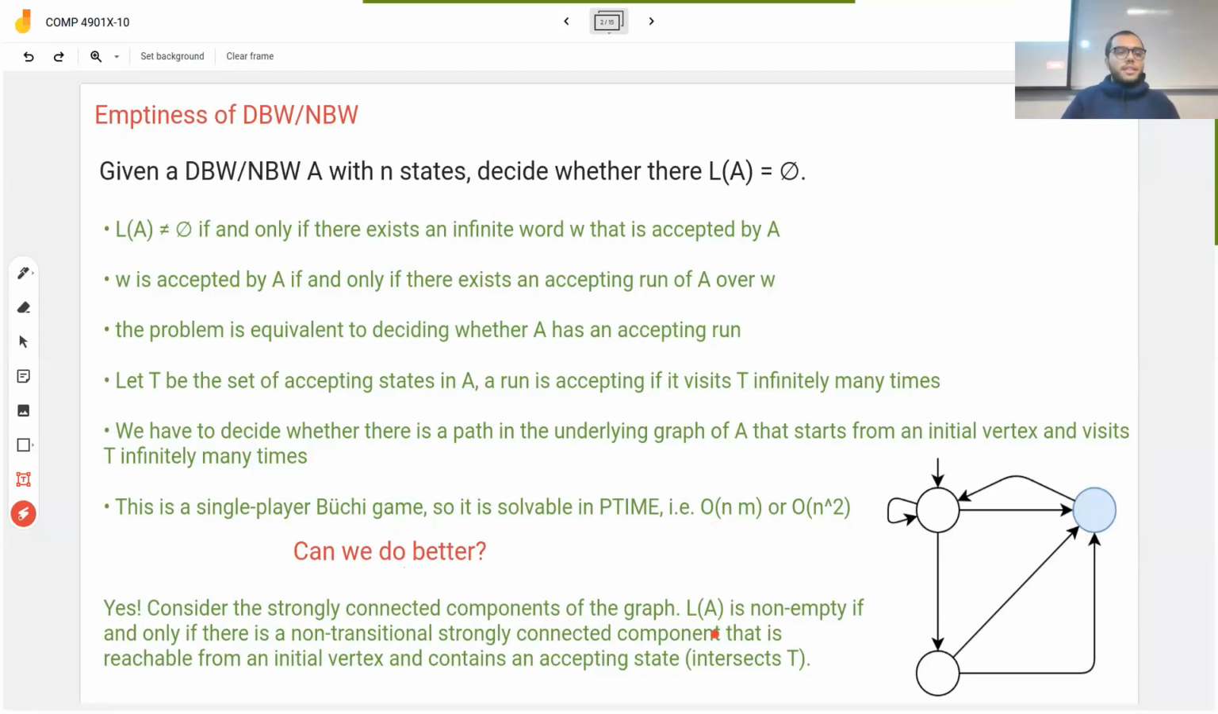So this shows us that emptiness of an automaton can be checked in polynomial time, because it's just asking for winning sets in a Büchi game. Okay, nice. Can we do better than this? Can we have a better runtime than n squared?